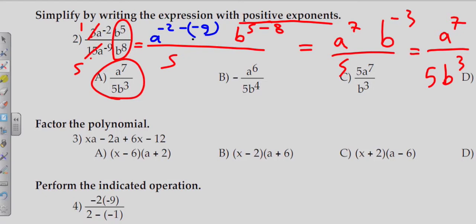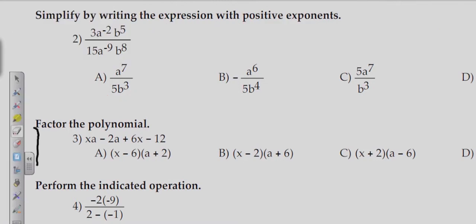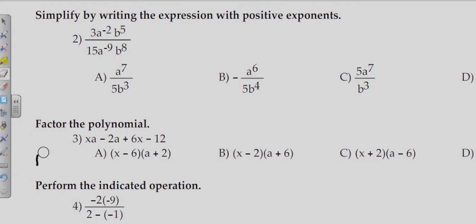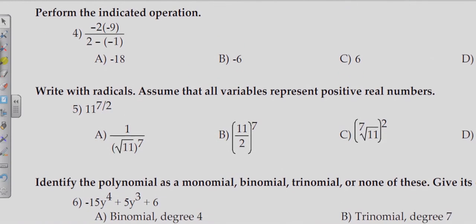The next question is actually factoring, so we're going to talk about factoring now. Okay, let's look at what else we have. So let's talk about, again, a number of operations I have to do, just numbers, without a calculator. You see this 2 multiplied by minus 9 and then I divide by 2 minus 1.